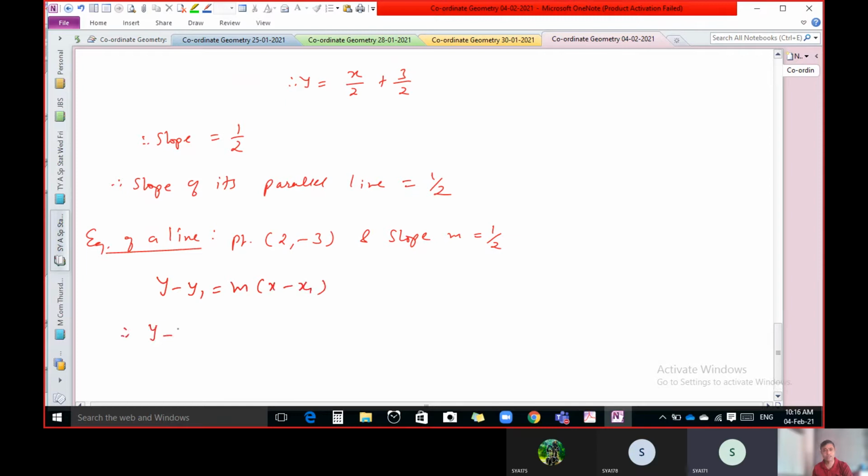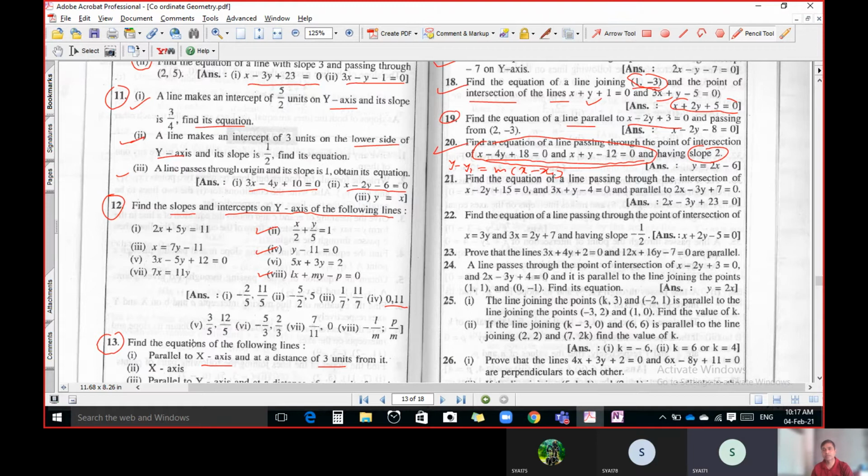You can consider this as your x1, y1. Then y plus 3 is equal to 1 upon 2 into x minus 2. Take 2 to the other side. 2y plus 6 is equal to x minus 2. So what is your final answer? x minus 2y minus 8 is equal to 0. This is our final answer.